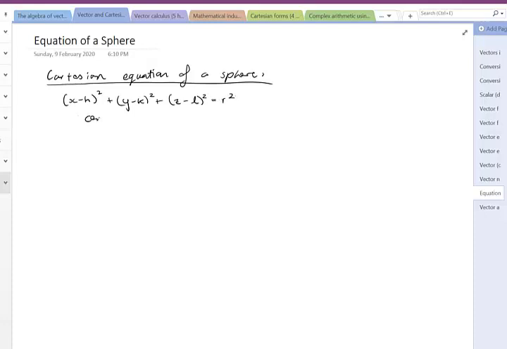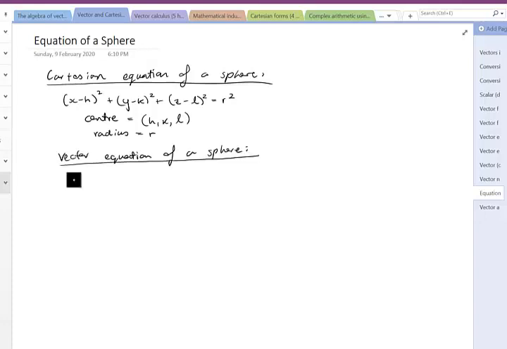So obviously the center will be given in 3 dimensions by h, k, and l, and the radius will be given by r. Now, if we extend that into a vector equation, the vector equation of a sphere is defined by being the magnitude of the difference between vector r and the center of the sphere is equal to a, where a is the radius of the sphere, c is the center of the sphere.